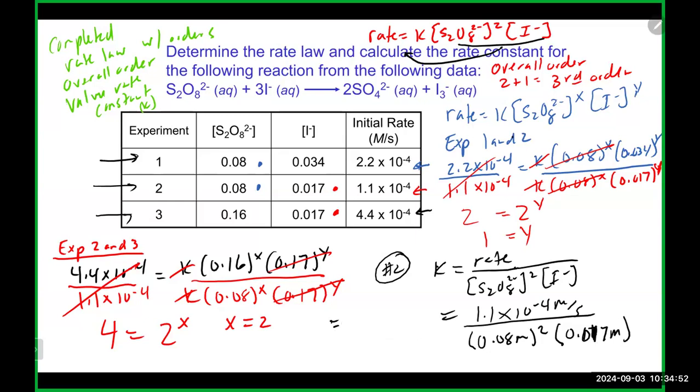Now, that's going to give me 1.1 to the minus 4 divided by 0.08 squared, and divided by 0.017. We'll go with 1.0 in this case. And in terms of units, molarity up on top and molarity on the bottom will cancel. We still have molarity squared on the bottom. So 1 over molar squared seconds in this particular case.